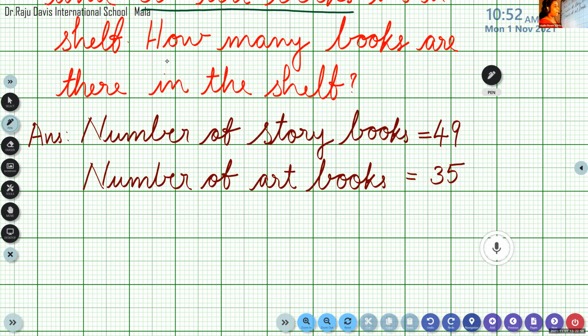And I can see the board. What happened? Maybe the network issue. Are you facing any network issue? That's why.